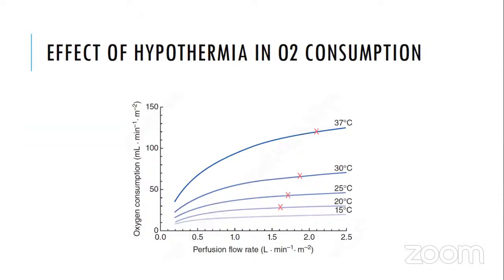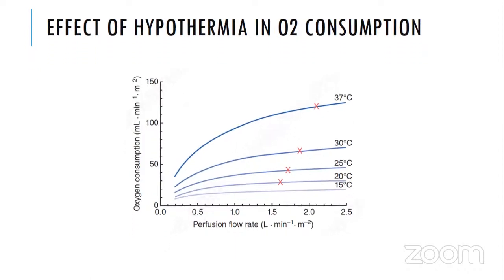So this diagram summarizes the relationship between hypothermia and oxygen consumption. At 20 degrees the acceptable flow is around 1.6, at 25 around 1.7, at 30 around 1.8, and at 37 more than around 2 liters.